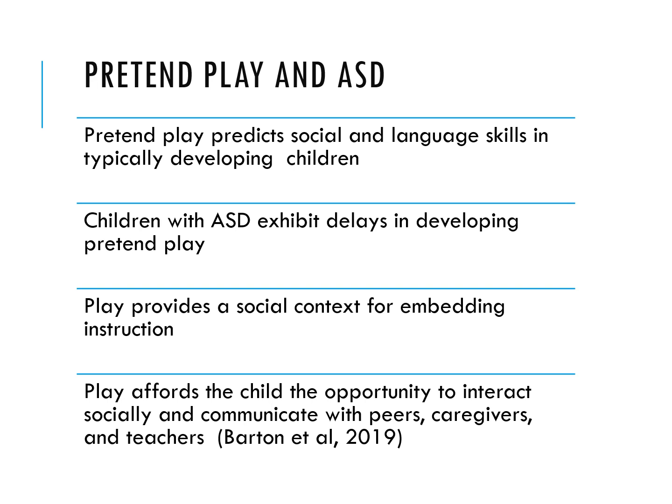Pretend play is something that comes along as part of normal social cognitive development, and it develops after a child's learned the cause and effect principle, because you have to understand the cause and effect principle in order to really get into pretend play. It's kind of a natural progression from functional play. It predicts social and language skills in typically developing children, but children with autism exhibit delays in developing pretend play.